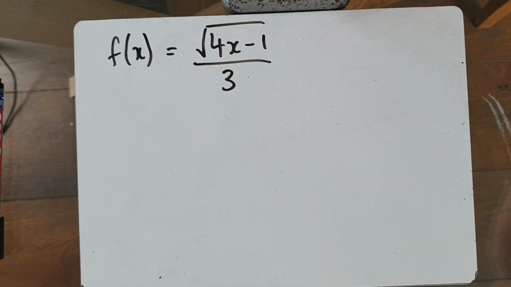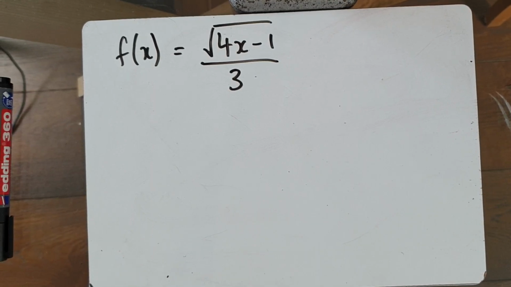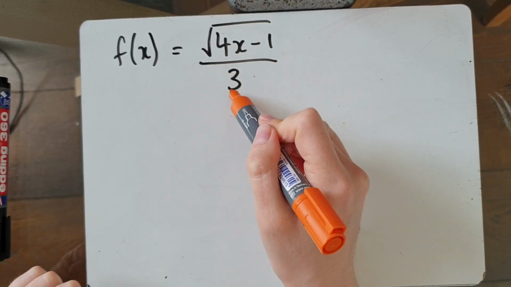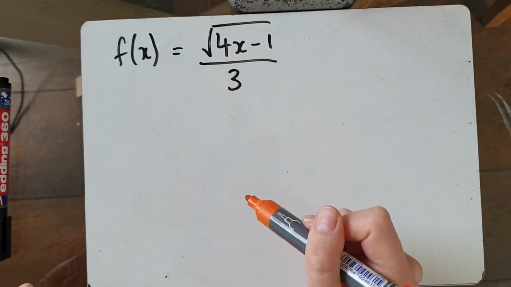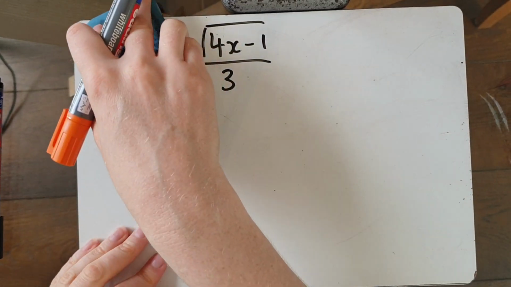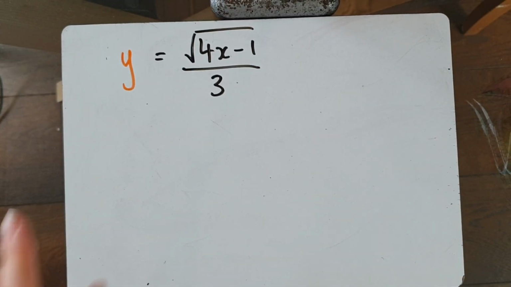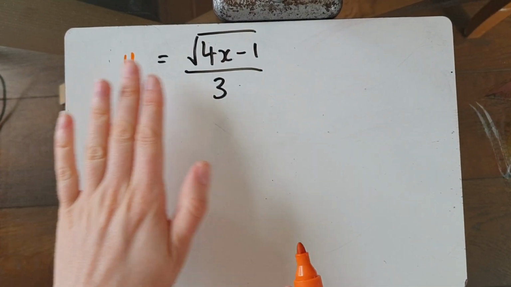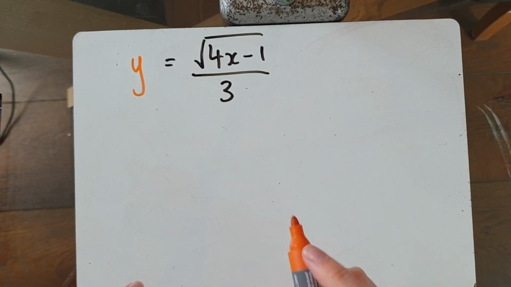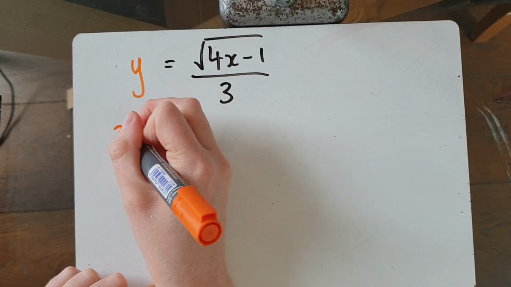This is our second example. So f of x equals the square root of 4x minus 1. So all of that is under the square root, and then over 3. The 3 is not inside the square root. So I am going to start by relabeling that f of x as y. I want to find its inverse function. So f of x is this, and I want to find the inverse function. So I'm going to rearrange to make x the subject. So first I'll multiply by 3.